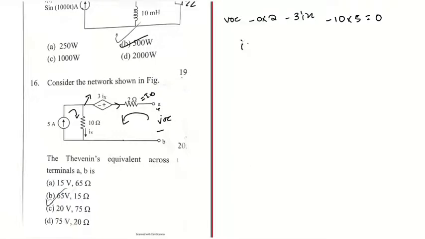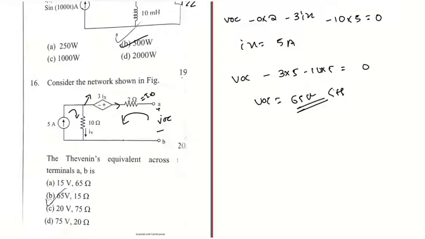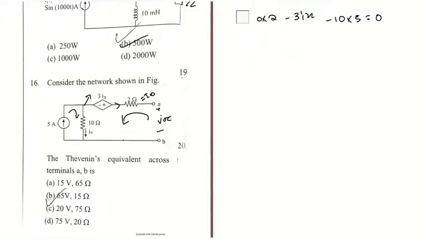From here we get that Ix is equal to 5 ampere, so I am going to substitute that over here. 3 into 5 minus 10 into 5 equal to 0, that is VOC equal to 65 volt. So I got the first one, that is our VTH is equal to 65 volt. Now keeping that in mind, we will find out our RTH.